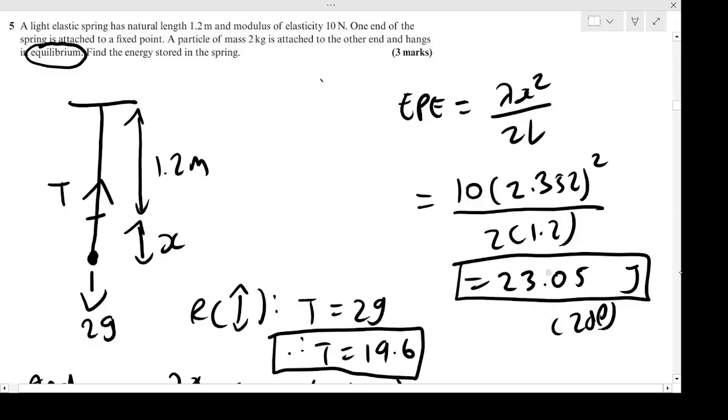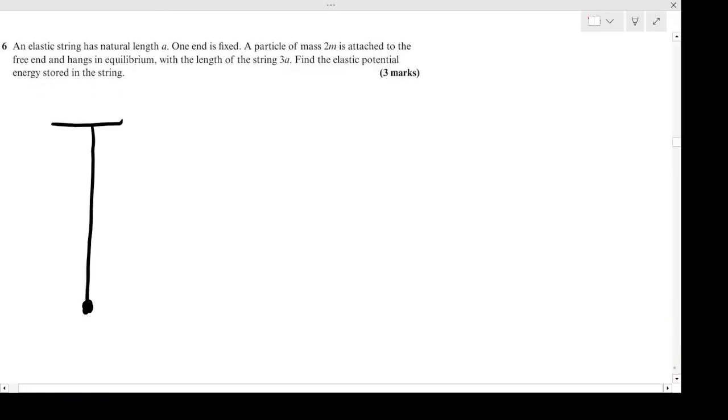Okay, cool. We've got this question here. Again, it's the same situation. The particle hangs, so it's going to hang down. Again, it's going to look like this. Now I'm going to add some stuff on. Firstly, my forces. The particle has mass 2m, so the weight pulling it down is going to be 2mg. And again, you can see the string is being stretched. We know it's being stretched for definite because the natural length is a, and then the length of the string is 3a.